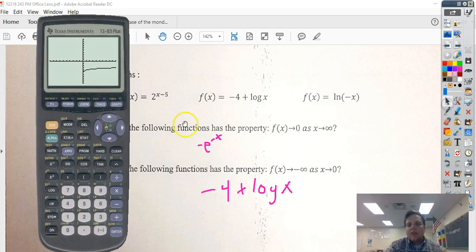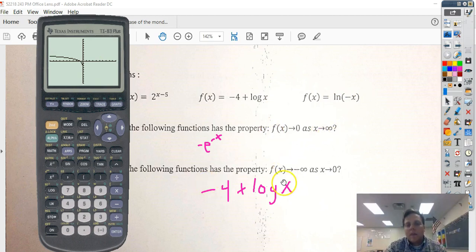Alright, now let's try natural log of negative x. Natural log of negative x, hit graph. Okay, so once again, start here. As x goes to infinity, does y go to 0? Whoa. This guy doesn't even get to go to infinity because it's a vertical asymptote right here at x equals 0 because it's a log graph. So no, it doesn't fit that one.